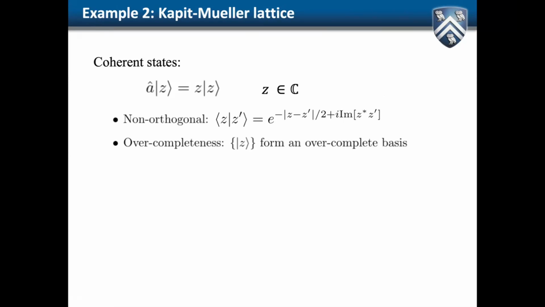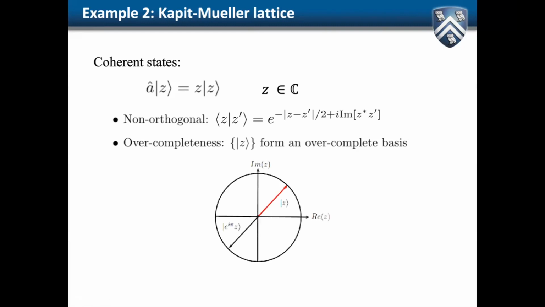And the coherent states can also be used as a basis set, even though they are not orthogonal. But unlike eigenstates, the coherent state basis set is overcomplete. So there are more coherent states than we need to use as a basis. And coherent states are also often represented using the complex plane. A point in the complex plane can represent a coherent state.